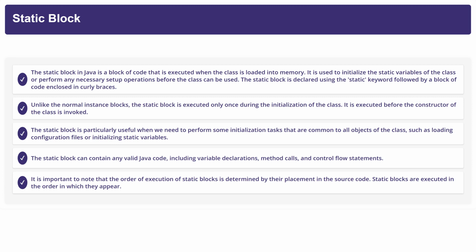The static block is particularly useful when we need to perform some initialization tasks that are common to all objects of the class, such as loading configuration files or initializing static variables. The static block can contain any valid Java code, including variable declarations, method calls, and control flow statements. It is important to note that the order of execution of static blocks is determined by their placement in the source code. Static blocks are executed in the order in which they appear.